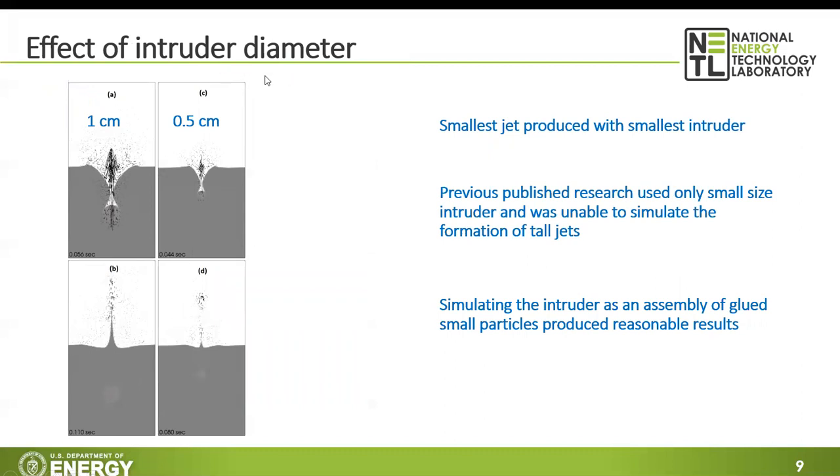One very important parameter that I looked at was the intruder diameter. As we reduce the intruder diameter, by the way, all the previous simulations were done with a 1 centimeter intruder, when we reduce it, as you can see, that resulted in the smallest granular jet.